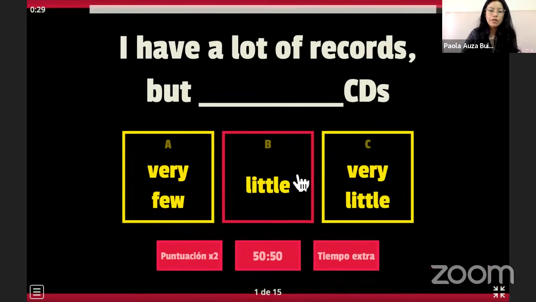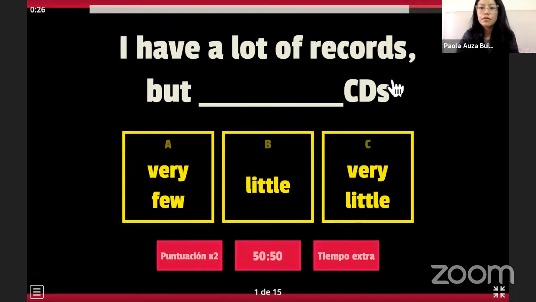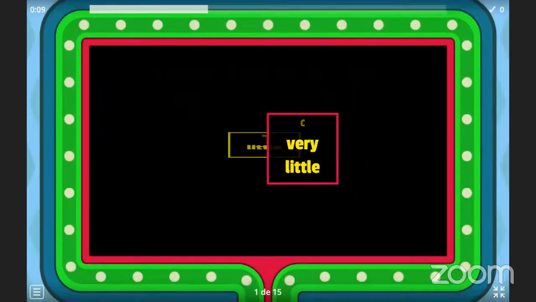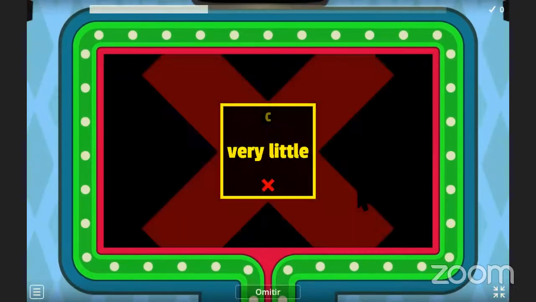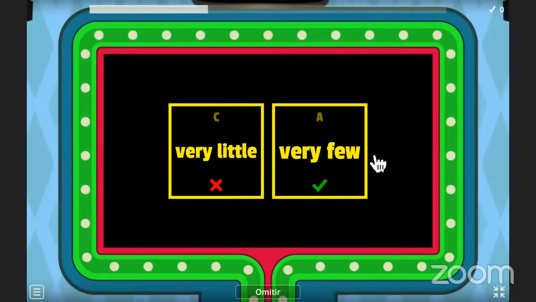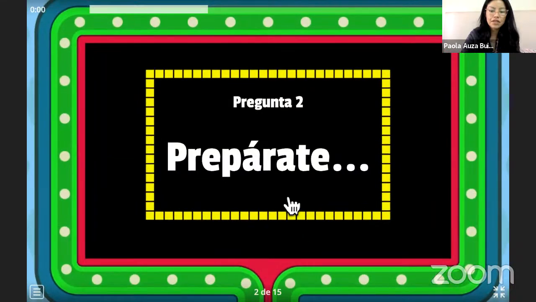Okay. Which one is it? Good. I have a lot of records, but very few CDs. Are CDs countable or uncountable? Very little. All right. No. Very few. Yes, very few. All right. Next.